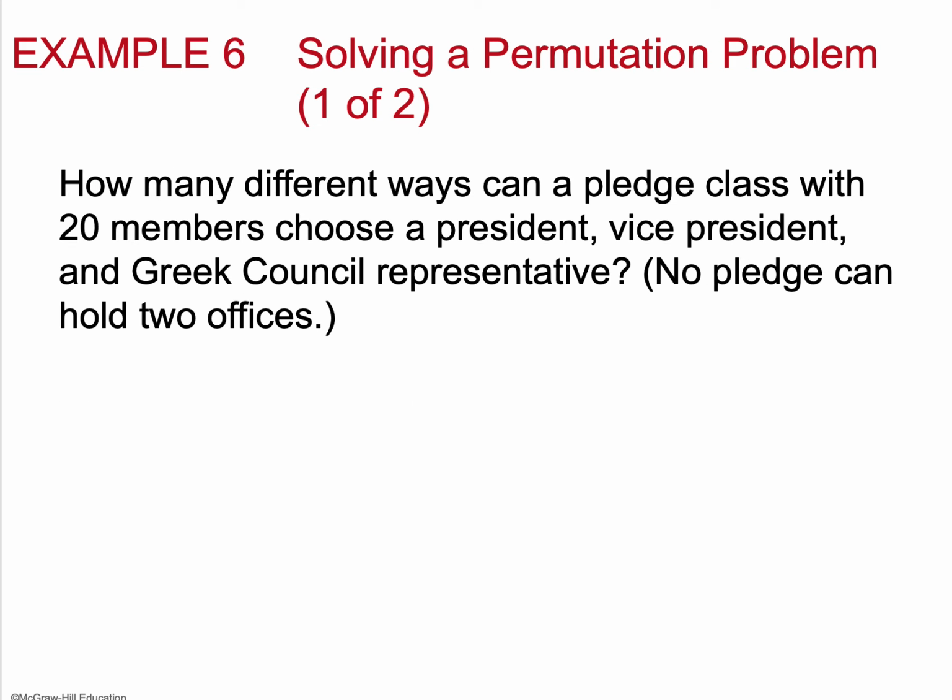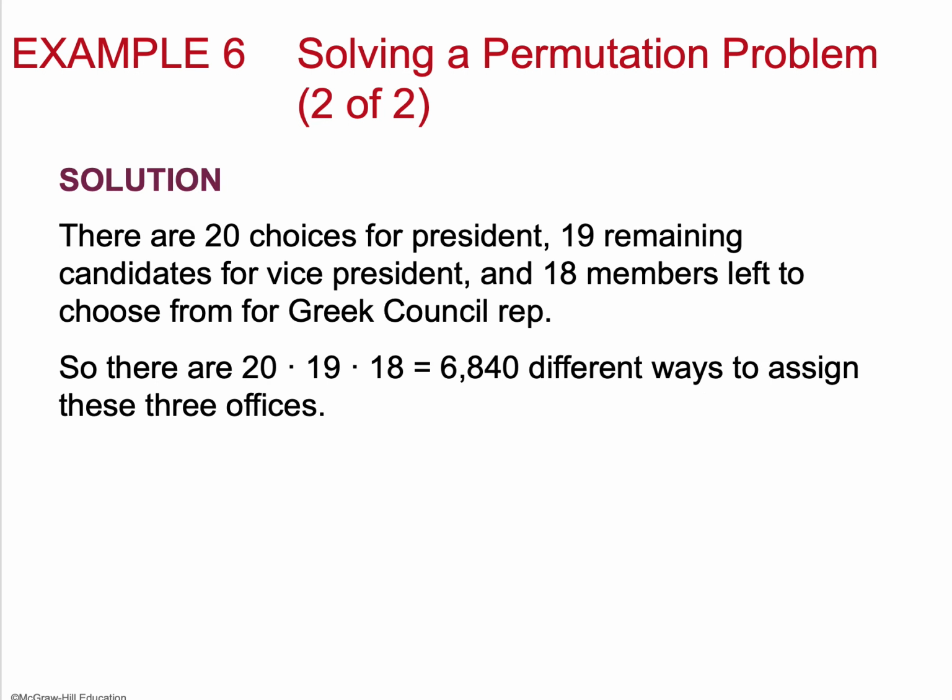How many different ways in this example can a pledge class with 20 members choose a president, a vice president, and a Greek council representative? So this is that same problem, but I'm just simplifying how I'm looking at it. So I don't have 7 slots. I'm going to have 20 people, but I'm only going to have 3 slots.